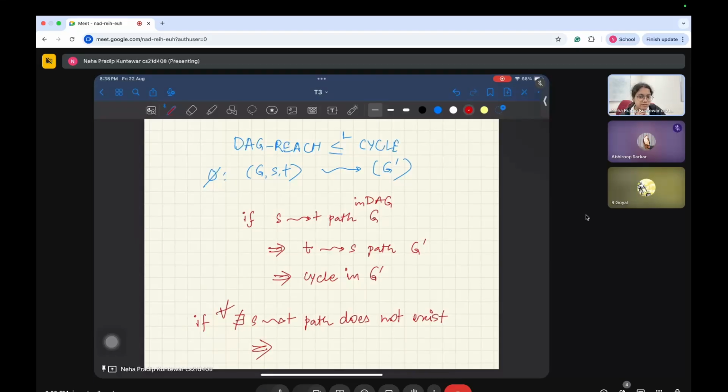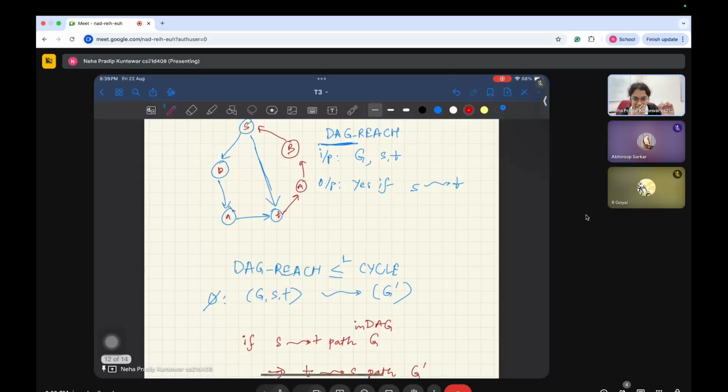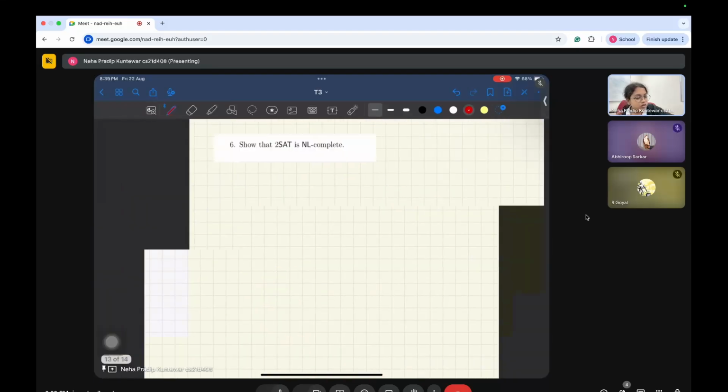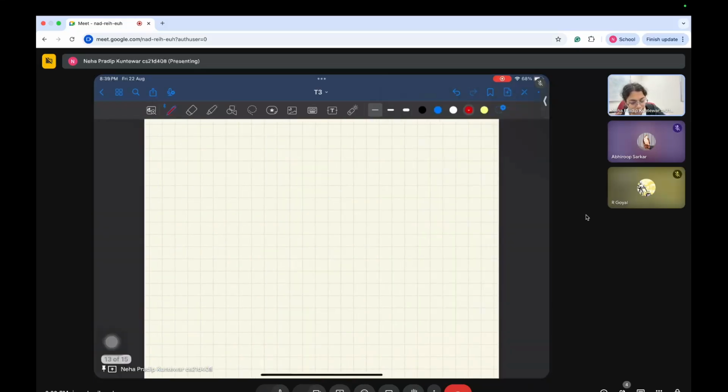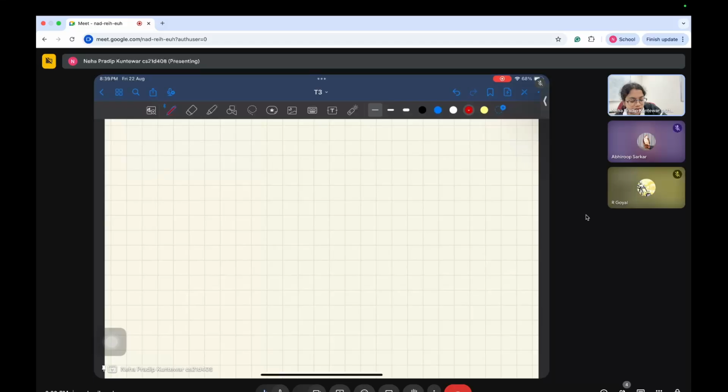But then how to show that this DAG reach is NL complete? So how should I reduce normal reach to the DAG reach then? Exactly. So this part is clear, right? That DAG reach reduces to cycle in Logspace. Now what we want to do is the first part, that reach reduces to DAG reach in Logspace.